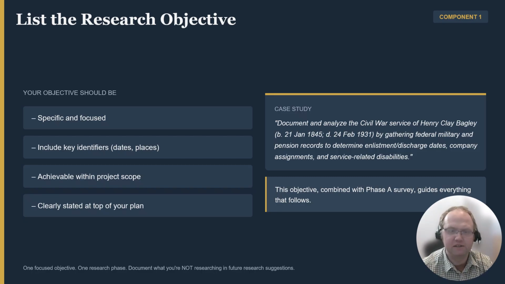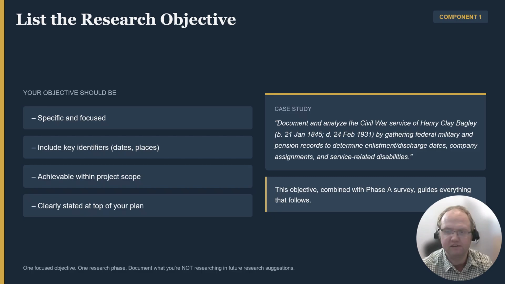I did a project where I researched my second great-grandfather, Henry Clay Bagley. My objective was very simple: to document and analyze his Civil War service. I didn't know a whole lot about it. I had some general index cards and some mentions of it in various documents, but I didn't know the particulars about his service. But I did have some information to help me with my search.